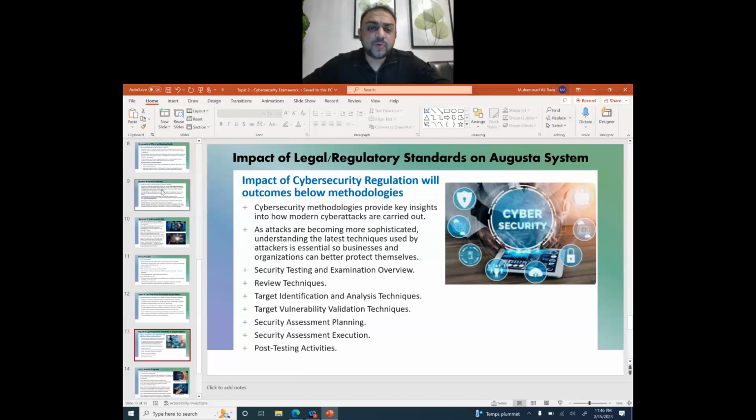What we need to do is security testing and examination overview. We need to review the techniques: target identification and analysis techniques, target vulnerability validation techniques, security assessment planning, security assessment execution, and post-testing activities. These are the methodologies we need to execute, and they will help us secure the system.